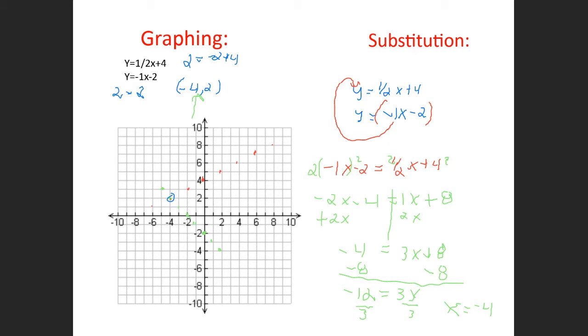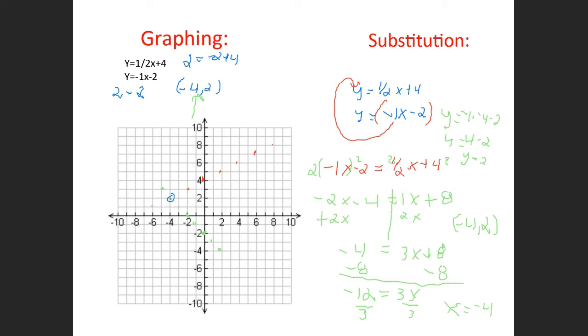Okay, so how do I find my y value? Well, you take what you found for x and you plug it into one of the first equations, either one. So I'm just going to plug it into this one. So y is equal to negative 1 times negative 4 minus 2. Negative 1 times negative 4 is 4 minus 2. So that leaves me with y is equal to 2. So I got the same exact answer, regardless of which way I did the problem.